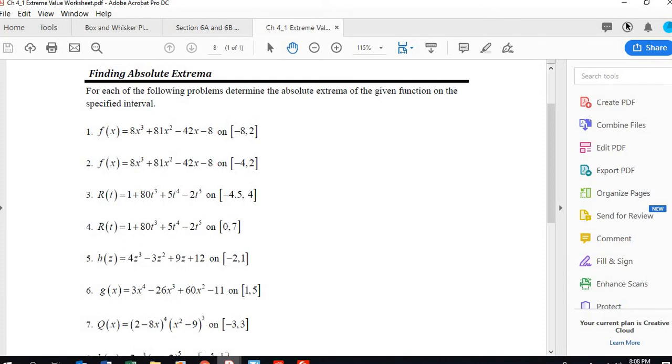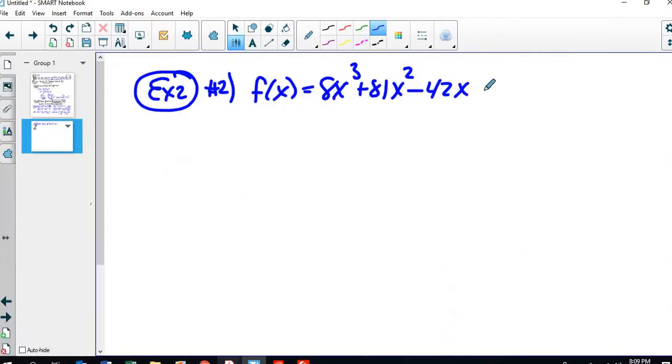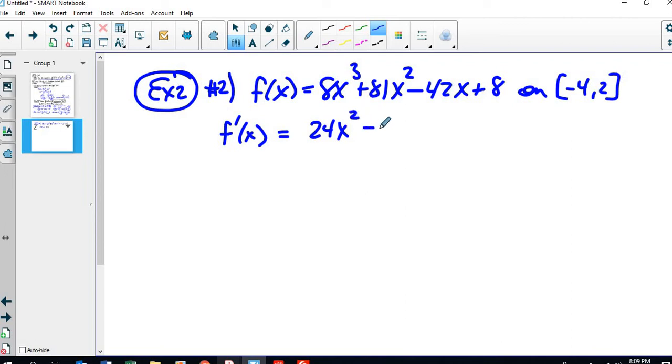42x minus 8. Excellent. Okay, so keeping up with me, I'll be done here in just a minute, guys. So what's the first step? Take the derivative. Oh, sorry, on the interval, right? -4 to 2. That's important. So take the derivative. We get 24x squared plus 162x minus 42.